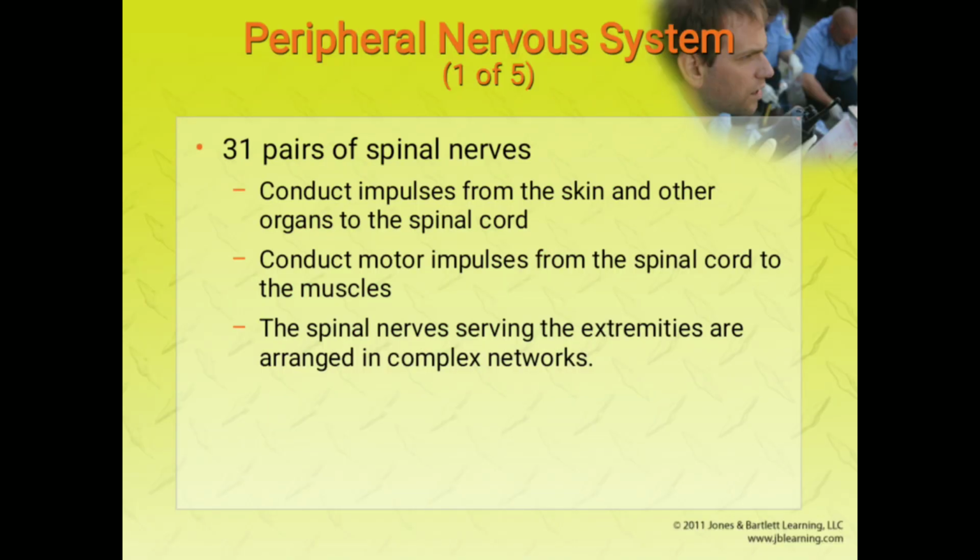And if we talk about the PNS, previously we have discussed all about the CNS. Now we are going to discuss the PNS, the peripheral nervous system. There are 31 pairs of spinal nerves. These conduct impulses from skin and other organs to the spinal cord. They conduct motor impulses from the spinal cord to the muscles. The spinal nerves serving the extremities are arranged in complex networks.